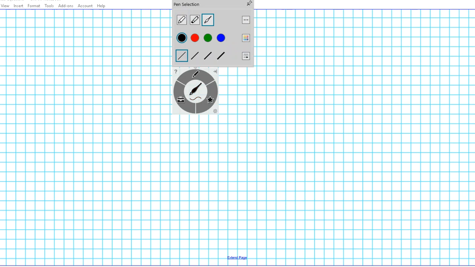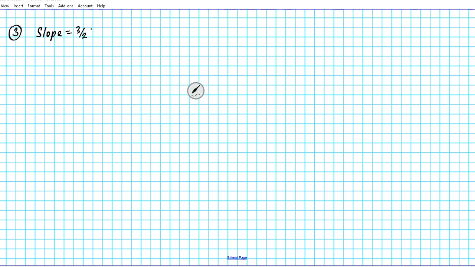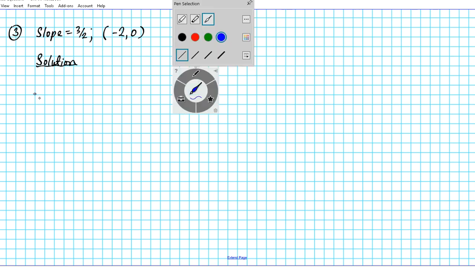For number 3, let's say we have the following conditions. The slope is 3/2. So we have the slope of 3/2, and the point is (-2, 0). Let's take a look at this one. For question number 3, we're going to get started by writing down the formula, the point slope form of the equation of a line.